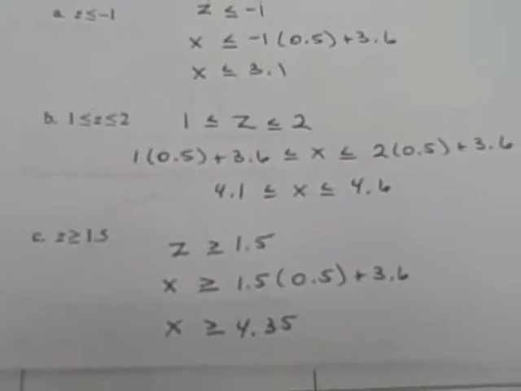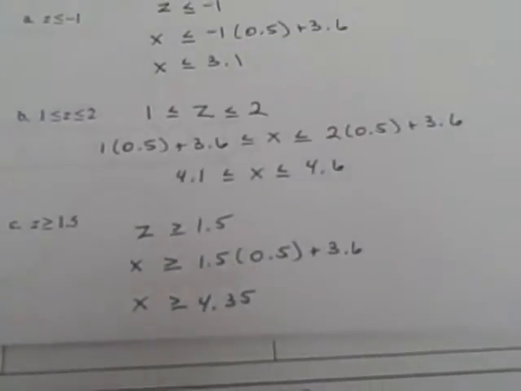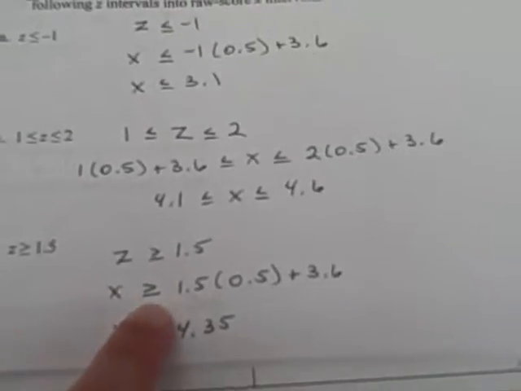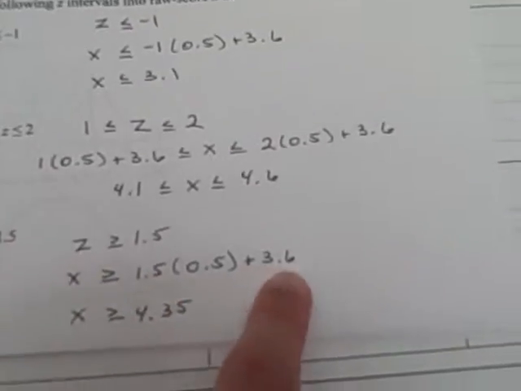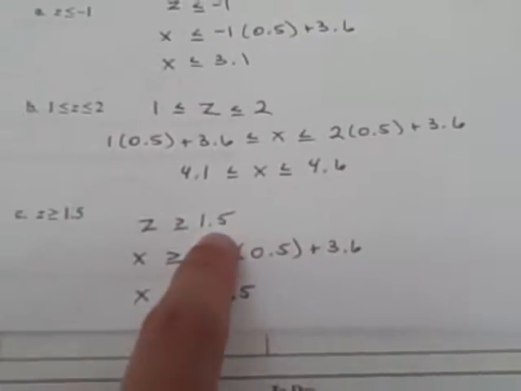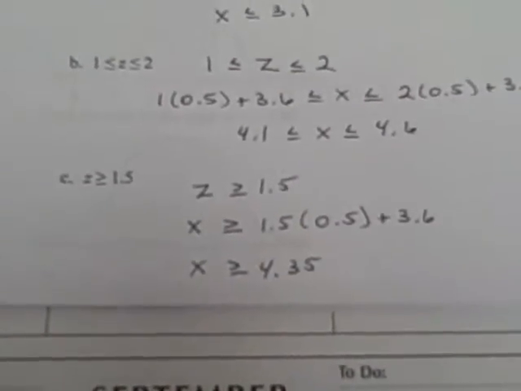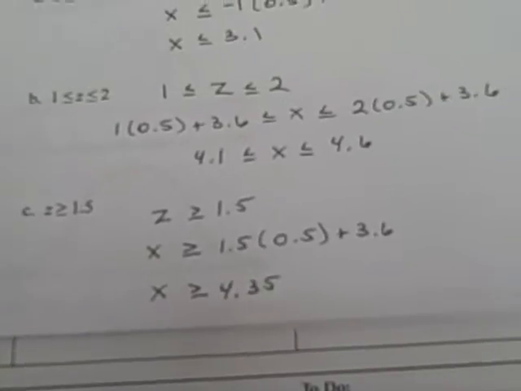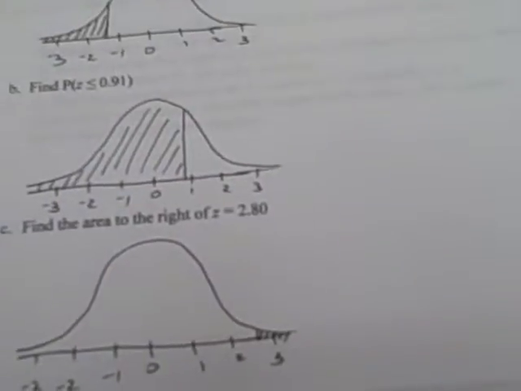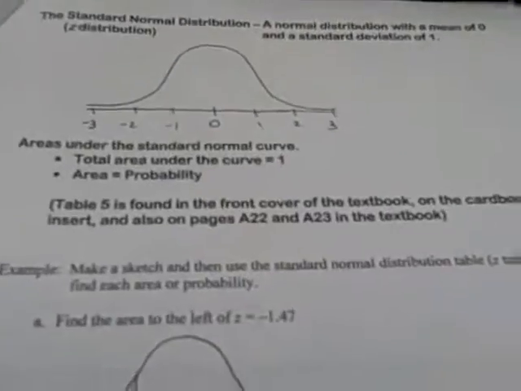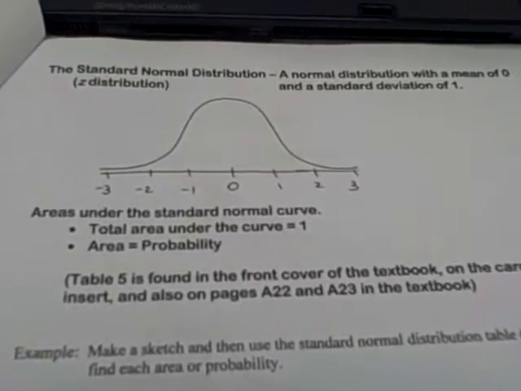All right. z is greater than or equal to 1.5. So x is greater than or equal to z times sigma plus mu. So 1.5 standard deviations above the mean is 4.35 hours. x is greater than or equal to 4.35 hours. Okay. All right, before we get to the table, I'm going to stop, and there will definitely be a part 2.